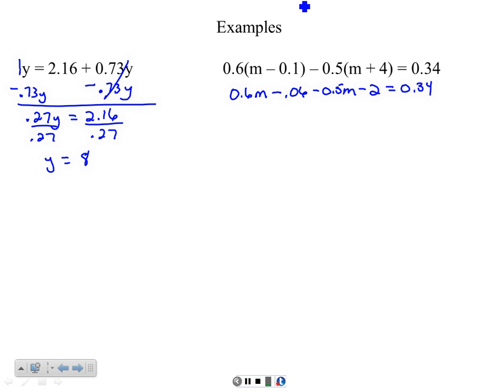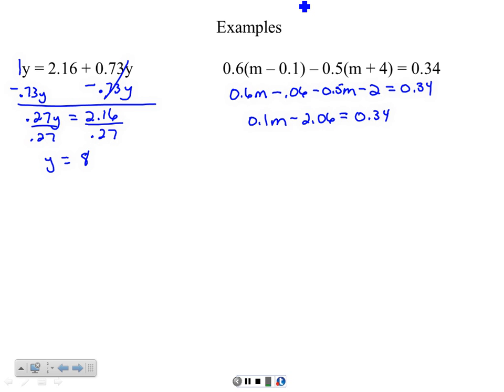Now on the left hand side we're going to combine like terms, so I have a 0.6m minus a 0.5m, which is going to be a 0.1m. And then I have a negative 0.06 and a negative 2, which is going to be negative 2.06, is equal to 0.34.